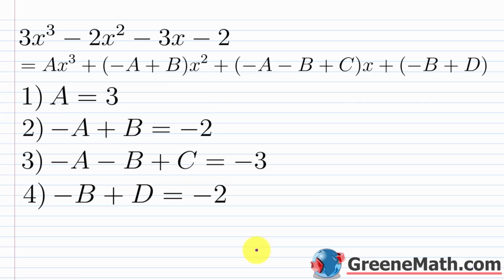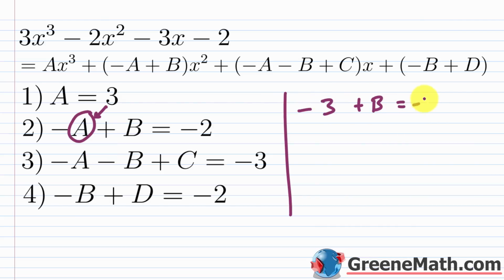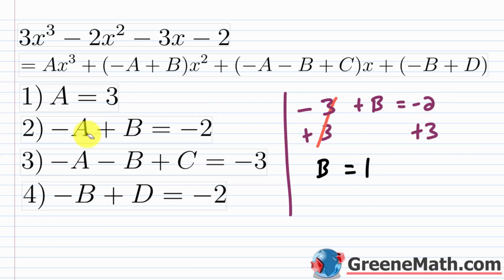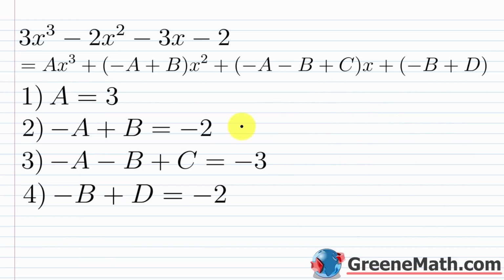Okay, so going through and just substituting, if a is equal to 3, you could plug a 3 in for a right there. And what you're going to have is put the negative out in front, and then you have 3, and then plus b is equal to negative 2. We're going to add 3 to both sides of the equation. This right here is going to cancel, and we're going to say that b is equal to negative 2 plus 3 is 1. So we know that b is equal to 1 now. Let me get rid of this, and I'll just put that b is equal to 1.